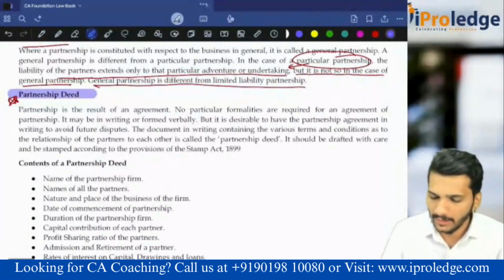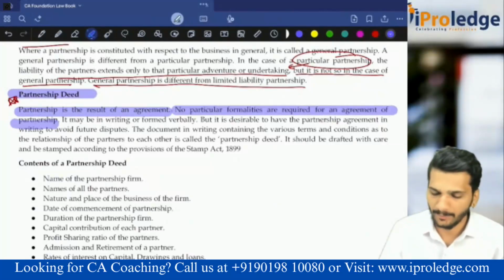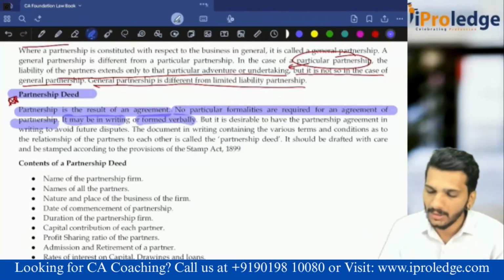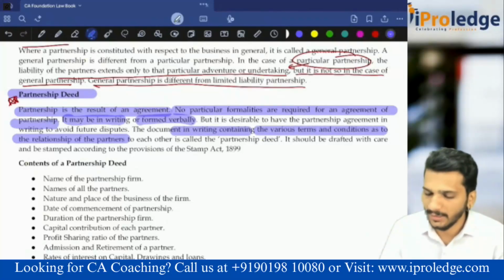Partnership is a result of an agreement. No particular formality is required for an agreement of the partnership. It may be in writing, it may be verbal also, but it is better to have it in writing, containing the various terms and conditions as to the relationship of the partners to each other. It is called the partnership deed.